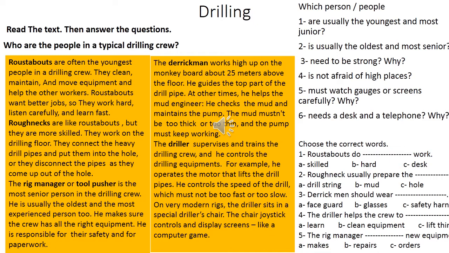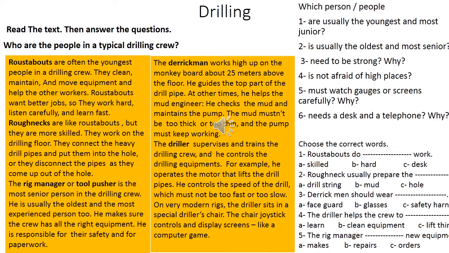The derrick man works high up on the monkey board, about 25 meters above the floor. He guides the top part of the drill pipe. At other times, he helps the mud engineer. He checks the mud and maintains the pump. The mud mustn't be too thick or too thin, and the pump must keep working.